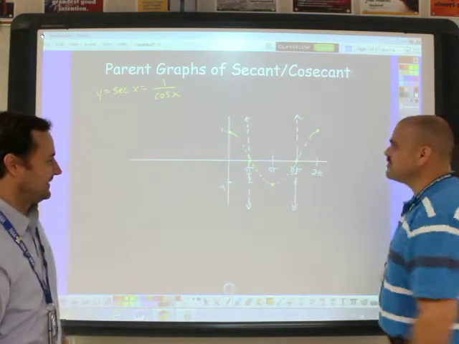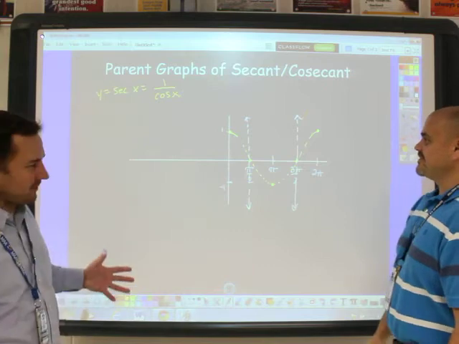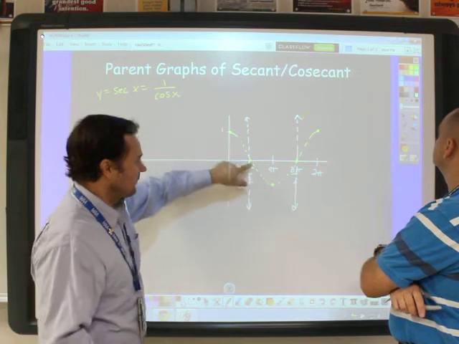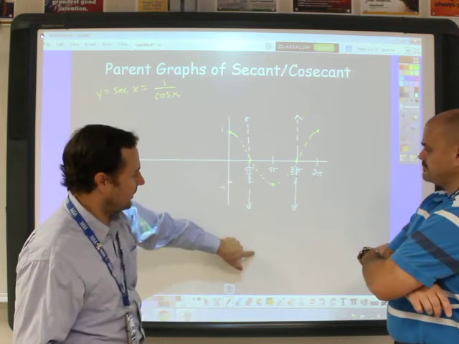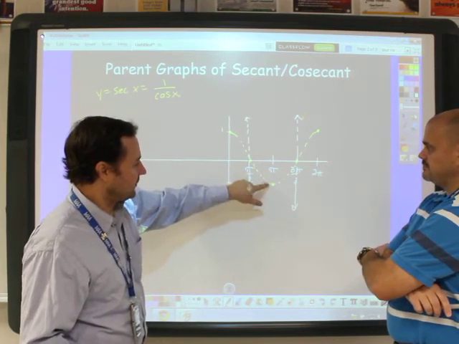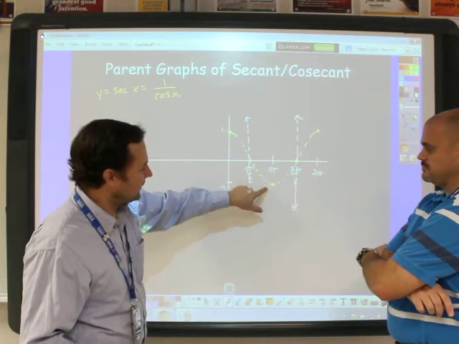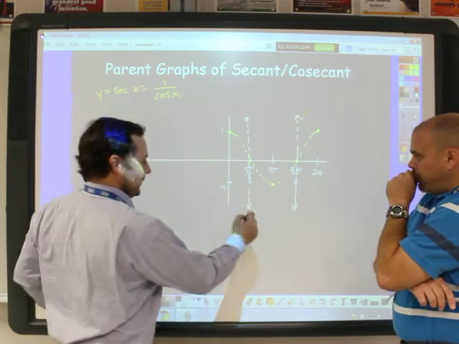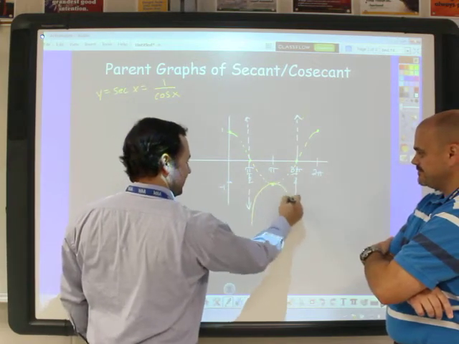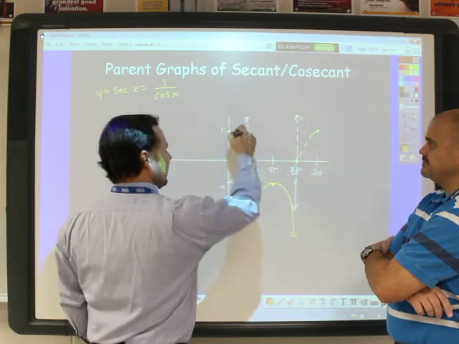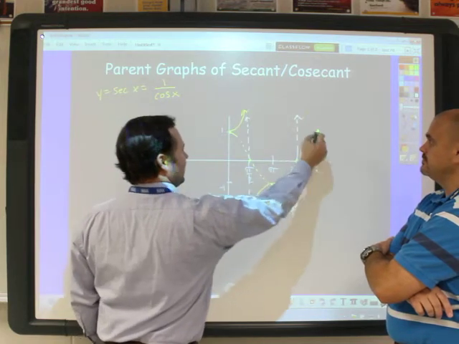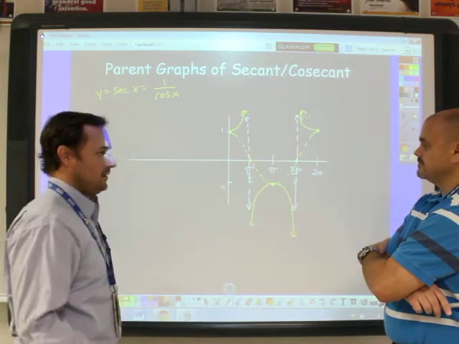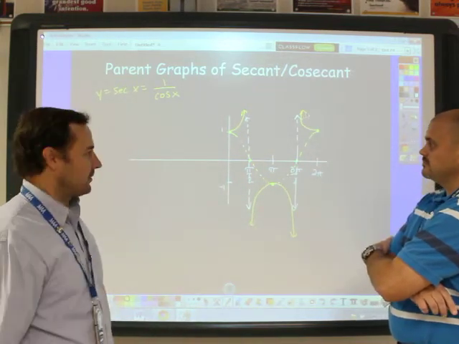What's going on in between these vertical asymptotes, Mr. Simmons? Just like before, all we're doing is taking the reciprocal of all of these values. The closer it is to 0, the greater the value. The closer it is to 1 or -1, I can't say greater or less because one's positive, one's negative. I'm being a little too technical here. But it just flips it into our U shape. And on this side, we get kind of half of 1 on each side if we limit our domain to 0 to 2 pi. But that's your parent graph for secant.